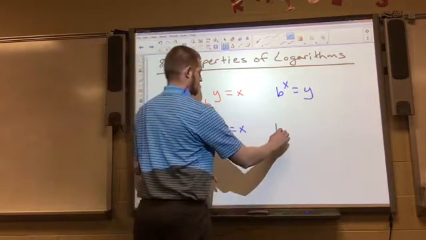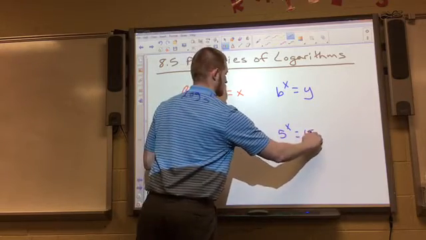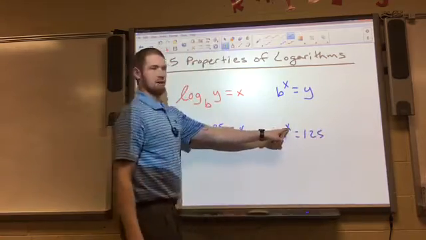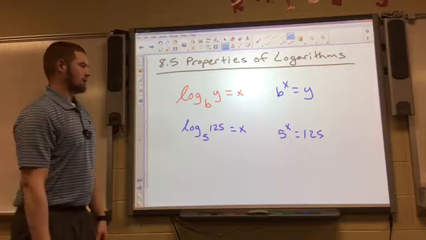3, because 5 to the x would have to be a 3 to get to 125, right? Okay, so just a quick refresher on that.